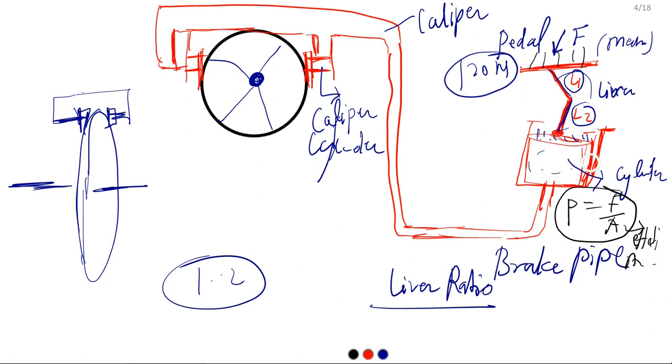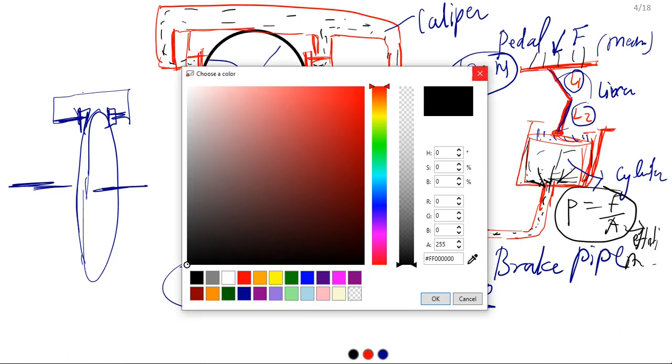Because there is a hydraulic fluid, we'll discuss the properties of fluid also. But let us understand: this pipe is completely filled with the hydraulic fluid, up to this point and this point, completely filled. So when the pressure develops here, that pressure will transfer with the help of these pipes and fluid to the caliper.